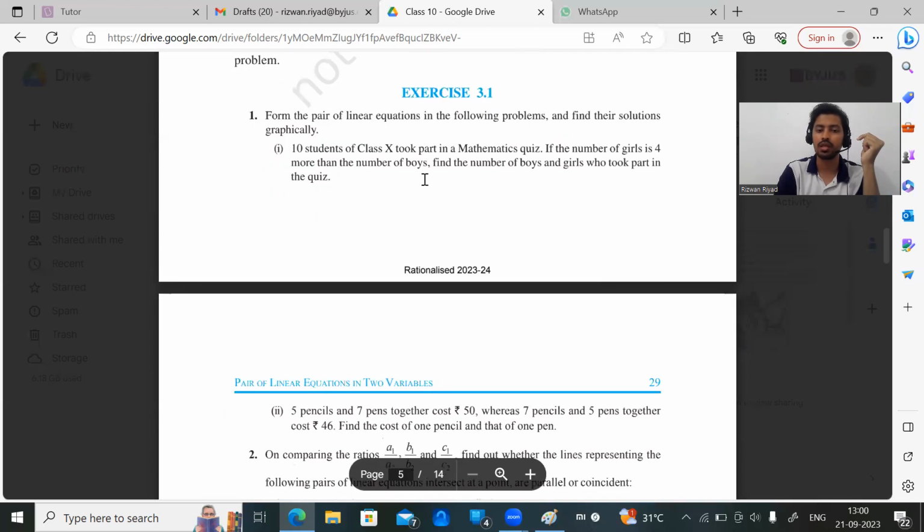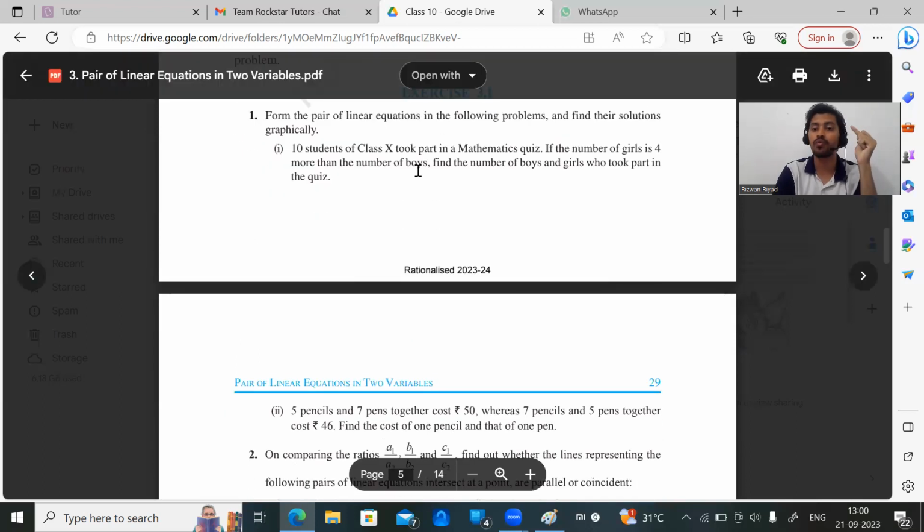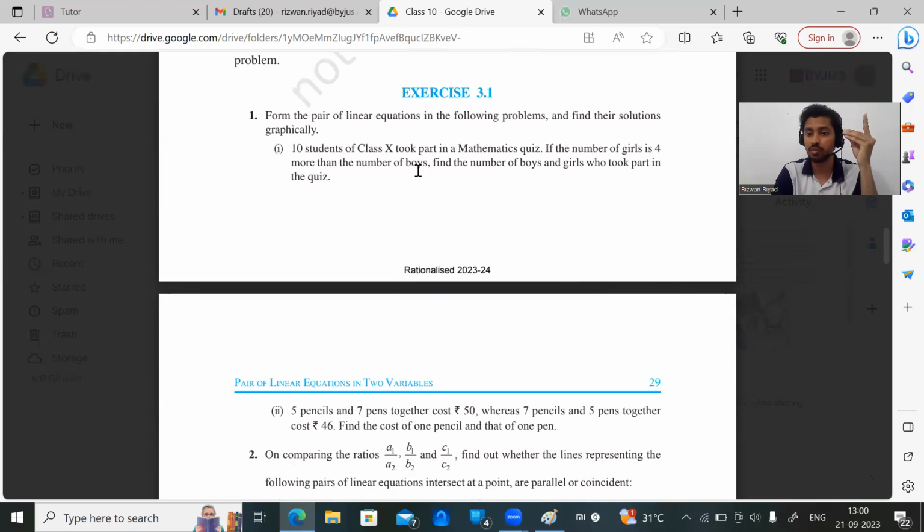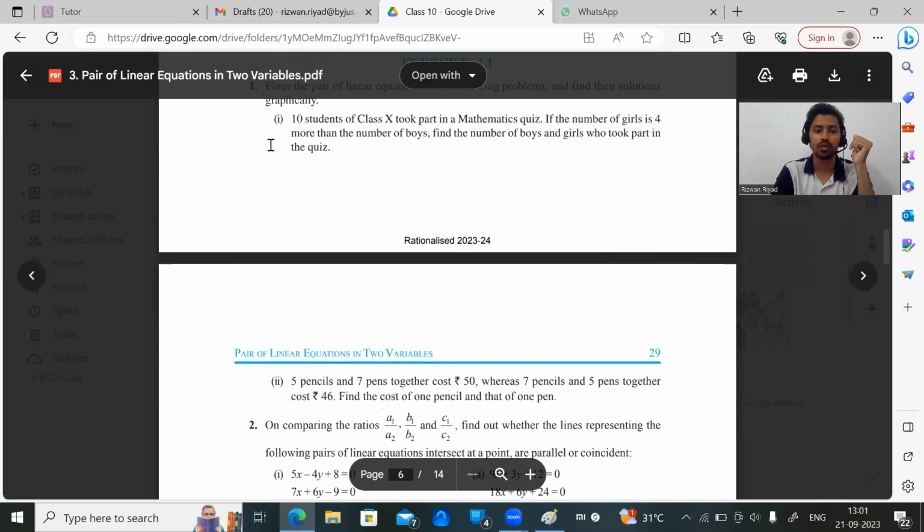So the difference is here it's a word problem. We have to create the equation. In the previous example, we were already given the equation, and we had to solve it only graphically. But here the equation is not given, so first you have to create that equation. So let's see, how can we create an equation?